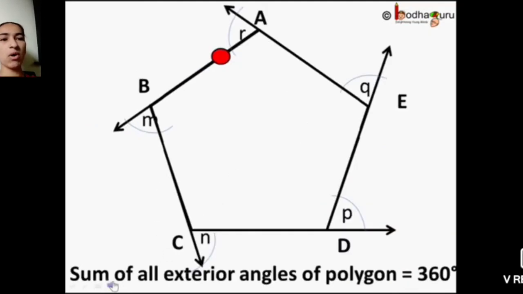So the sum of all exterior angles of a polygon is 360 degrees. That means R plus M plus N plus P plus Q, all of these exterior angles. These are the exterior angles. The angles made outside the polygon by extending the lines of the polygon are called exterior angles, and the sum of all exterior angles of a polygon is 360.